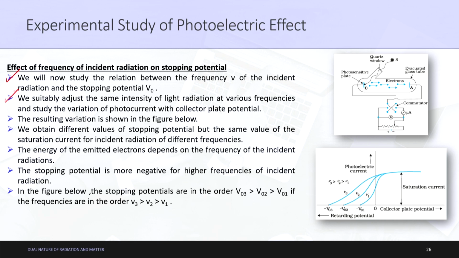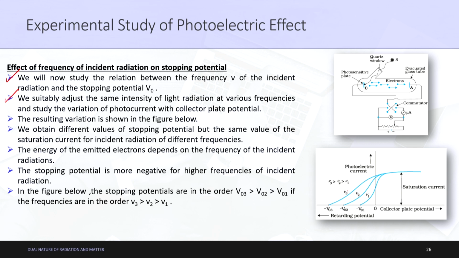Now we suitably adjust the same intensity of light radiation at various frequencies and study the variation of photocurrent with collector plate potential. Please remember here the intensity is the same, only the frequencies are being varied. We try to study the variation as shown in the figure below. Everything is the same, only we change the frequency. The resulting variation is shown in the figure below.